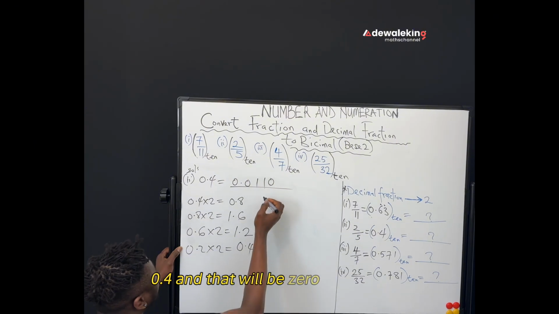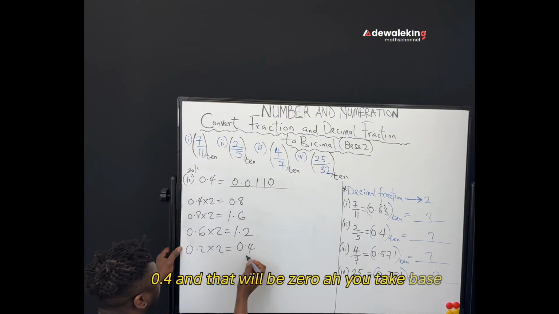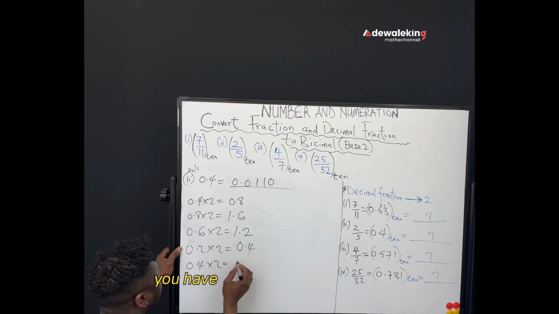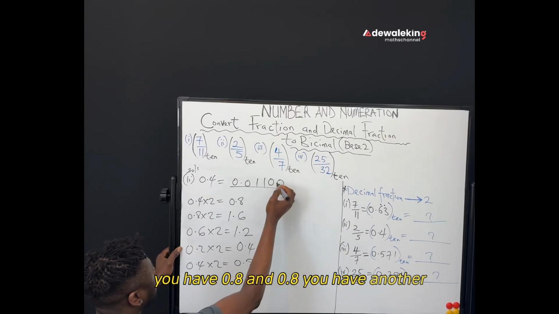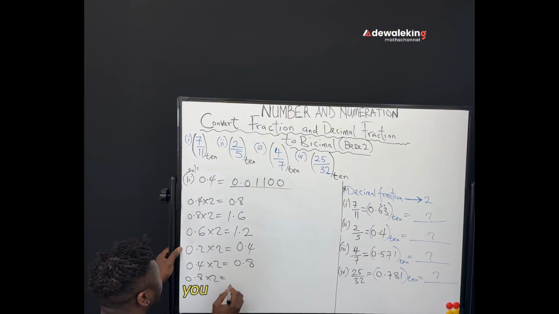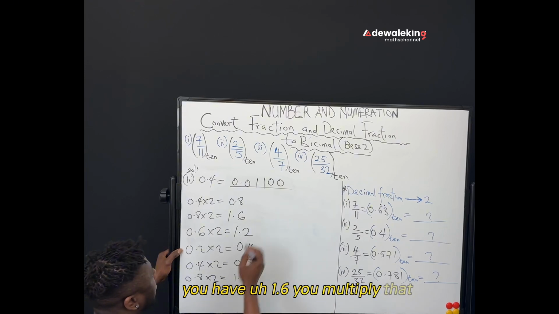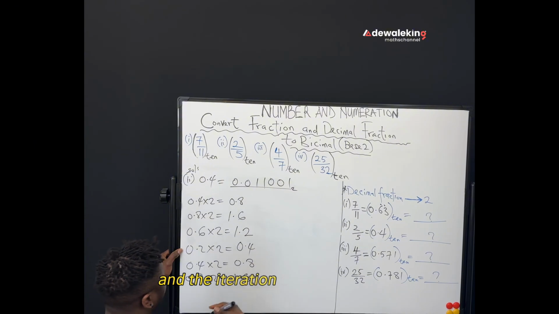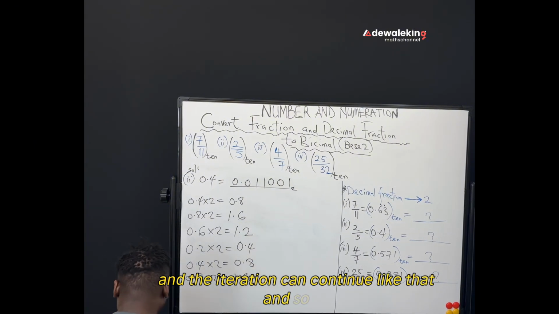That will be 0.4, and that will be 0. You take this 0.4, you multiply by 2, you have 0.8, and that gives another 0. Take 0.8 times 2, you have 1.6. If you multiply that, you have another 1, and this will be in base 2, and the iteration can continue like that, and so on.